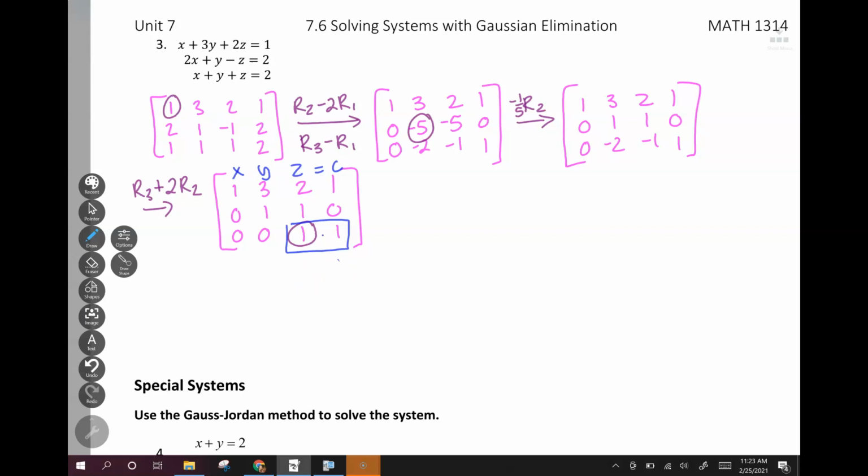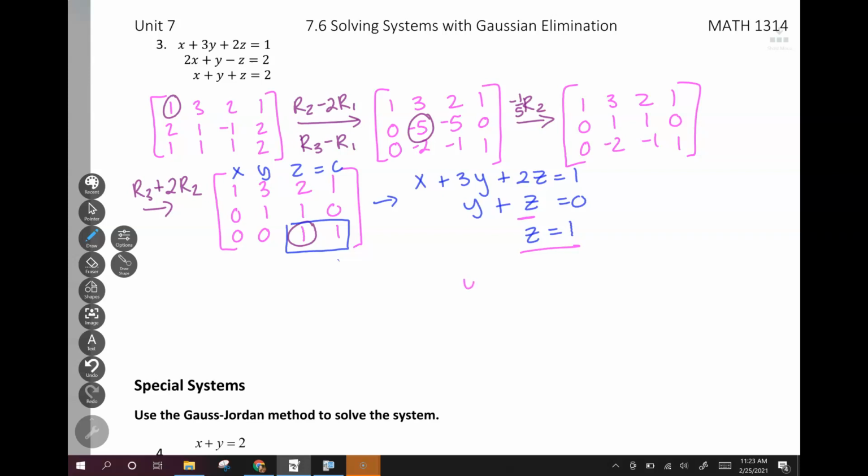Let's actually write all three of these equations out, changing this back into a system of equations instead of a matrix. So I've got x plus 3y plus 2z equals 1. I've got y plus z equals 0. And I've also got z equals 1. And so now what you can do is work your way back up this system of equations to solve for each variable. I already know z equals 1, so now I'm going to take that 1 and plug it in for z in the second equation.